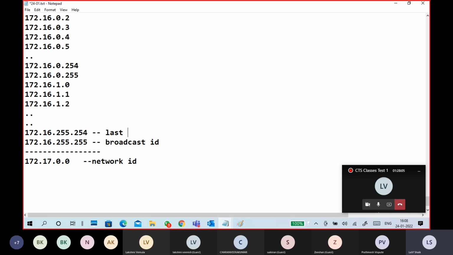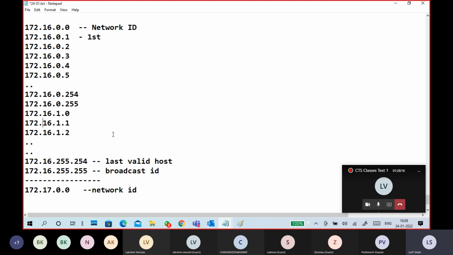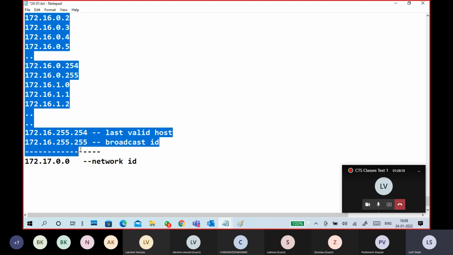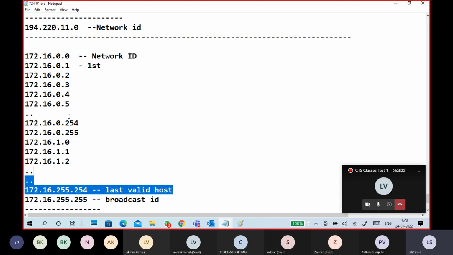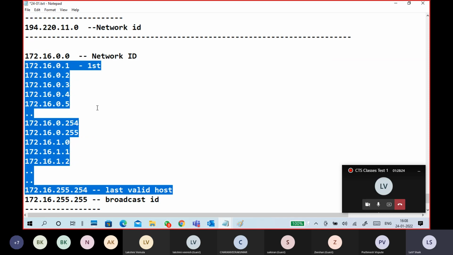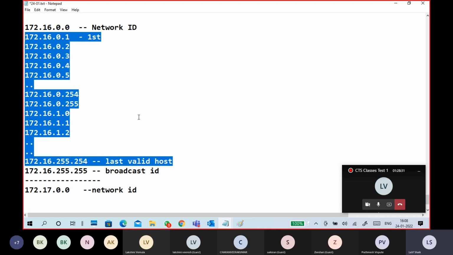Okay. So this is the last valid IP address, valid host address. We can assign up to here. To PCs, we can assign any IP address from here to here. Meaning is this entire IP address range. So we are able to assign any IP address from this first to last to the host.